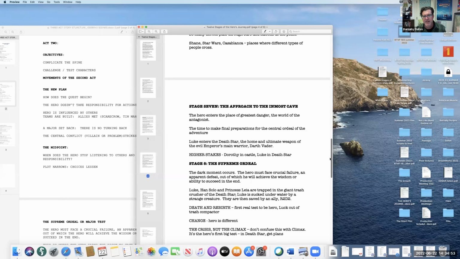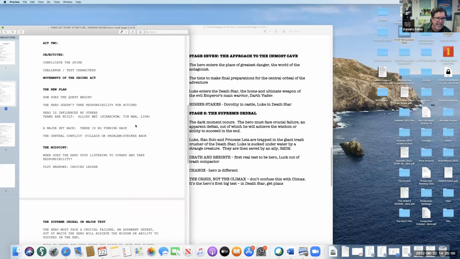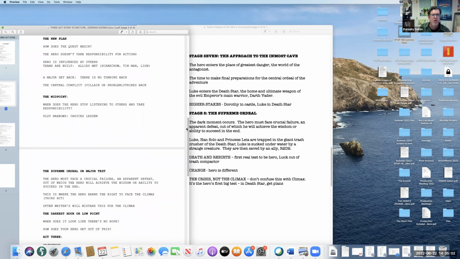Again, the highest stakes: Dorothy and the castle, Luke and the Death Star. Ask yourself, as you're fleshing out your second act, maybe you can't get all of the scenes, who is the person, what is the place that your hero is most afraid of? Send them there.